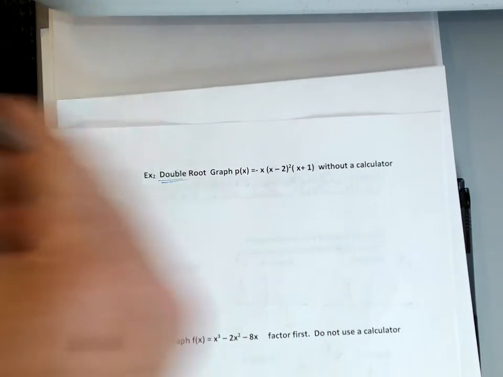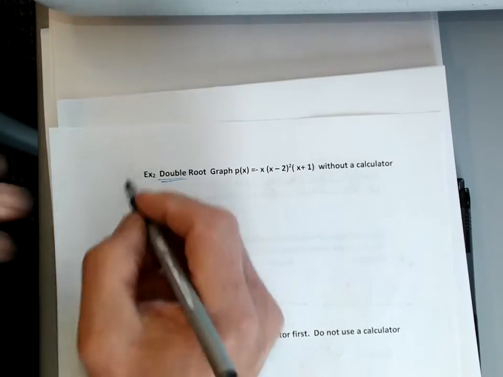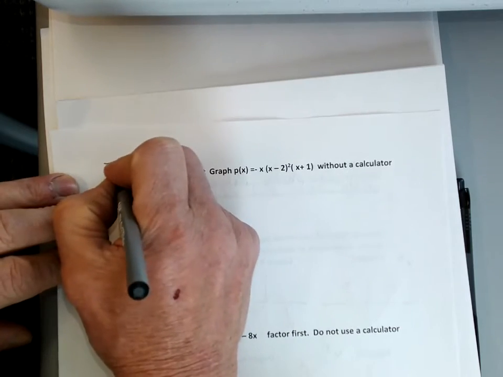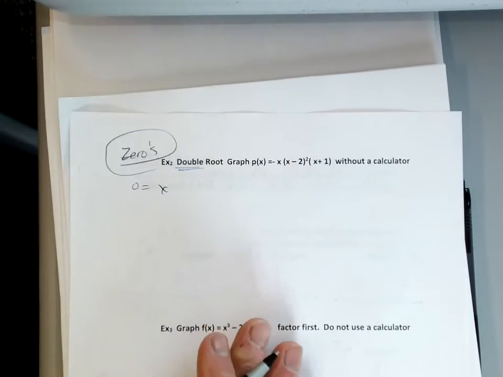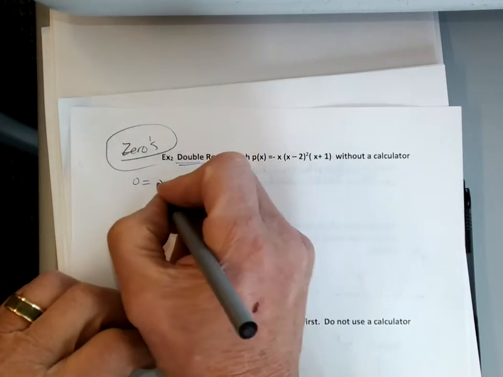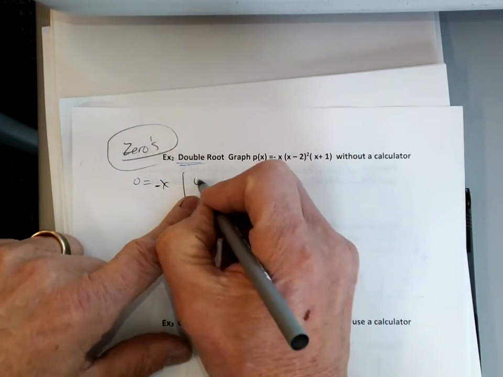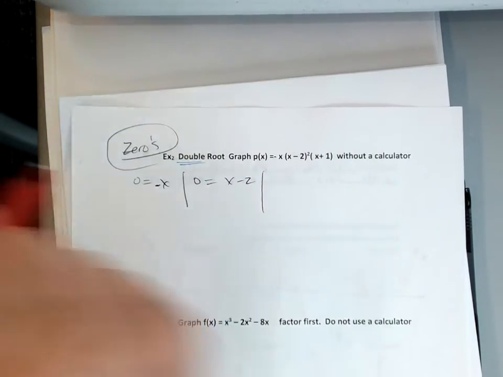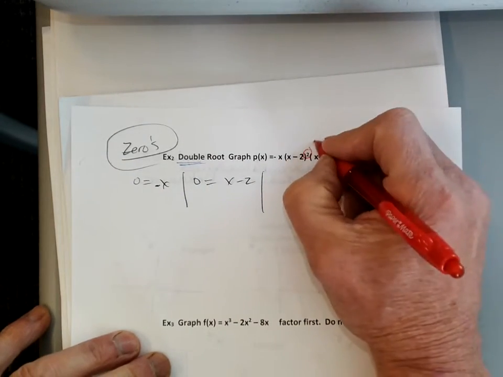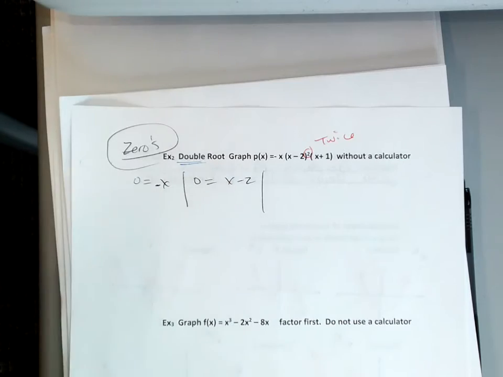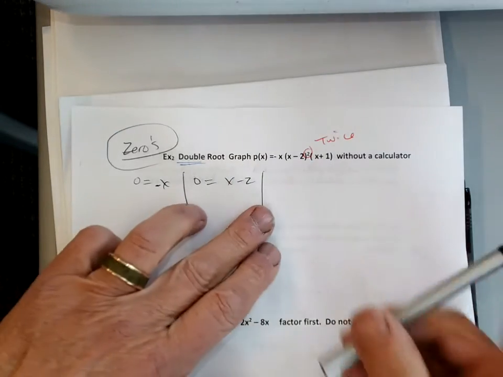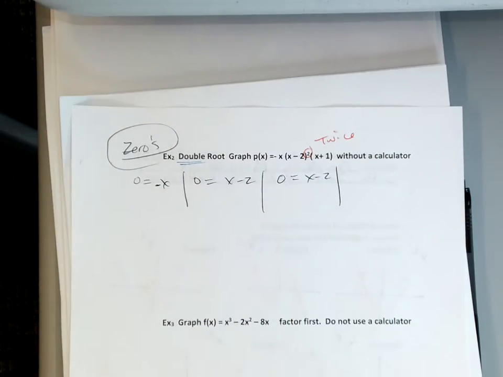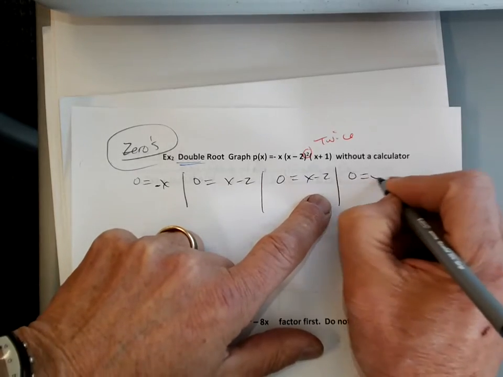All right, let's find our zeros. So we're going to set it equal to 0. 0 equals negative x, and 0 equals x minus 2, but that happens twice. It's going to happen twice because of the quantity squared. That's where I get what's called a double root. So I'm also going to say 0 equals x minus 2 again, because it happens twice. And then 0 equals x plus 1.